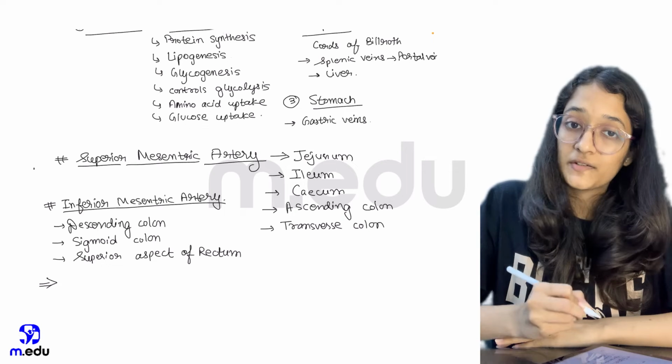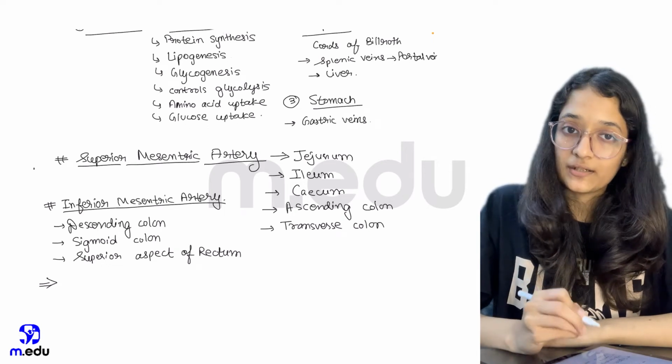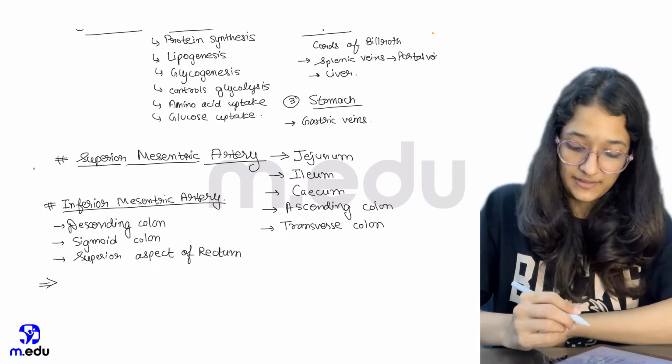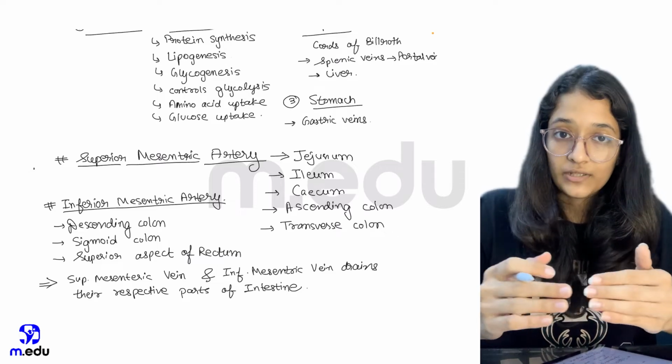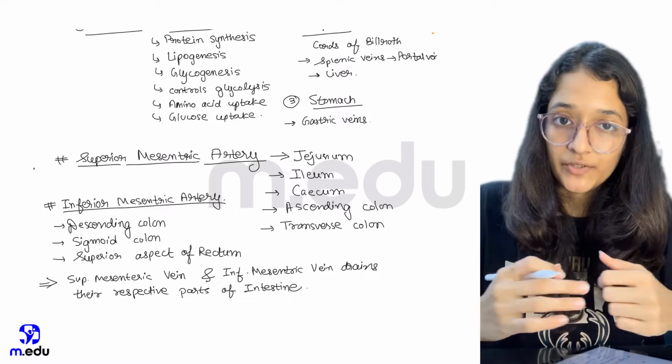Also, the corresponding veins, which are the superior mesenteric vein and the inferior mesenteric vein, drain the respective parts of the intestines. So this was a short overview about the portal vein. We will talk about it in detail in our further videos.